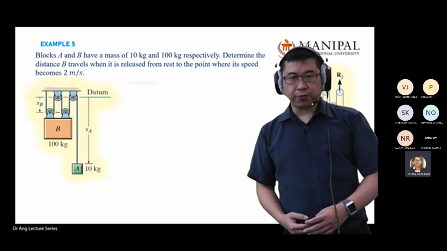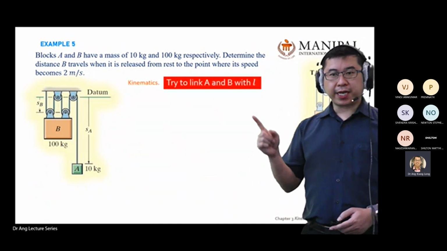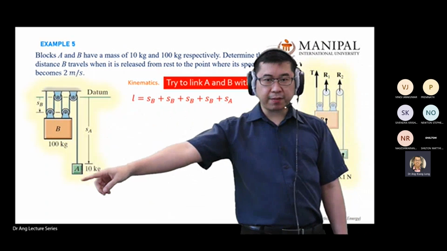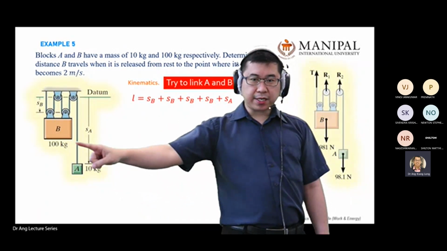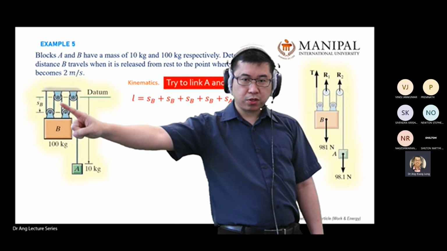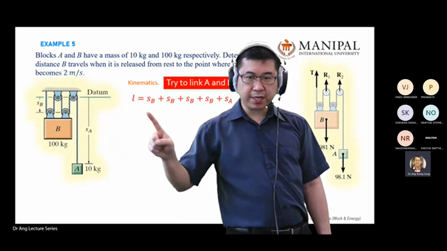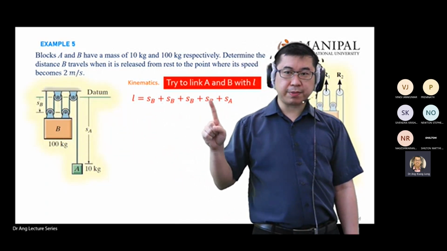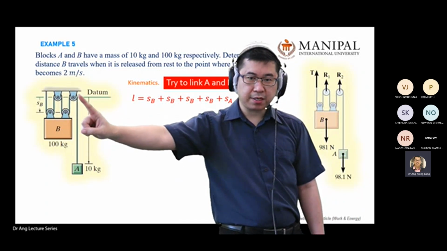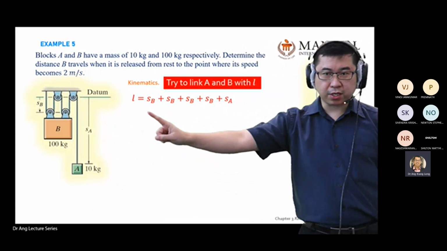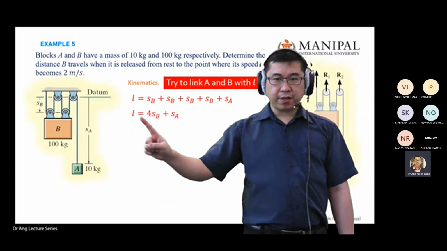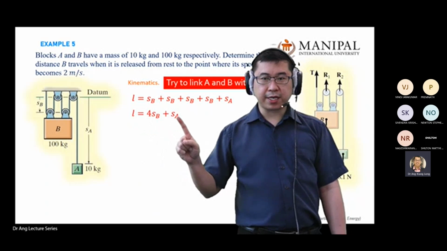Okay, let's move on. We try to link A and B with the length of the cable. This one you are expert at already. What is the total length of the cable in the system? SA plus SB 1, 2, 3, 4. You have 4 SB. So SB, SB, SB, SB plus SA. This is the total length of the cable. So you have length of the cable equal to 4SB plus SA.